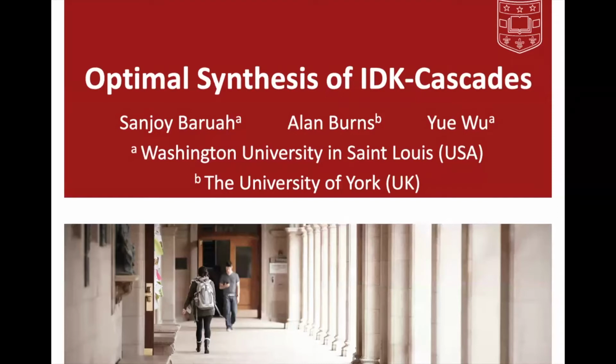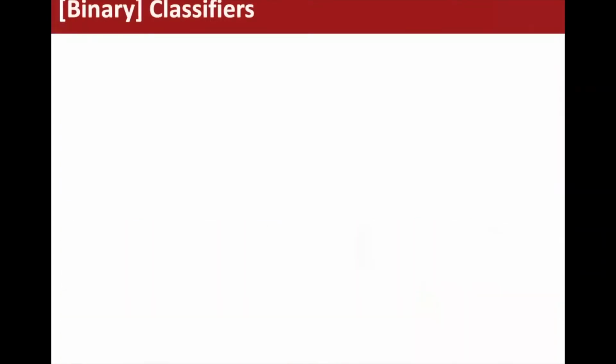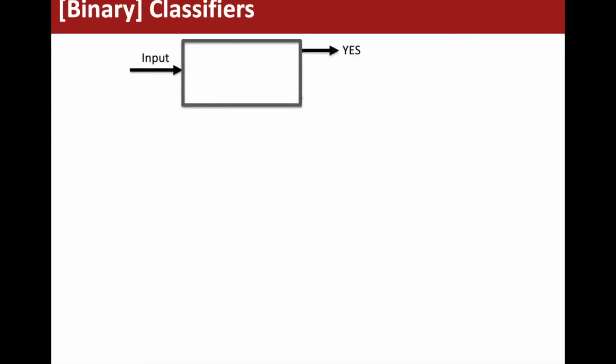So I want to talk to you here about IDK-Cascades. But in order to do so, I must first talk about binary classifiers. A binary classifier is a software component that accepts input and determines whether this input does or does not belong to some class, to some category. You might, for instance, have a classifier for identifying cats. This would presumably accept as input images, photographs, and determine whether this photograph includes an image of a cat or not.